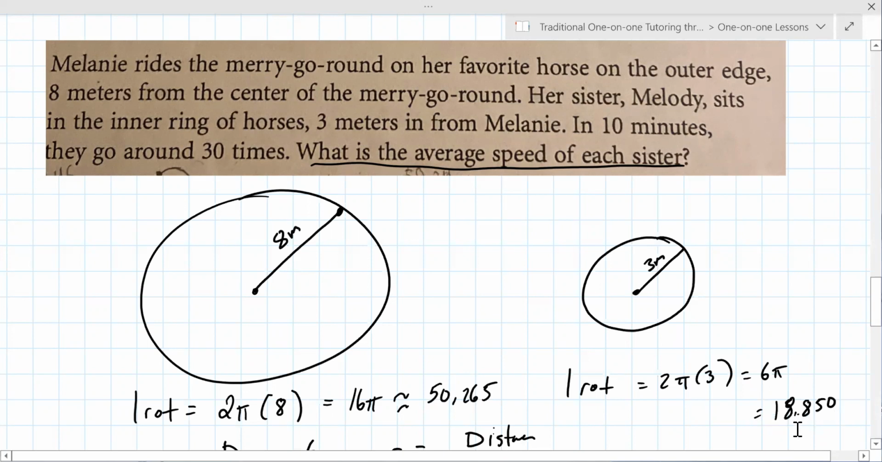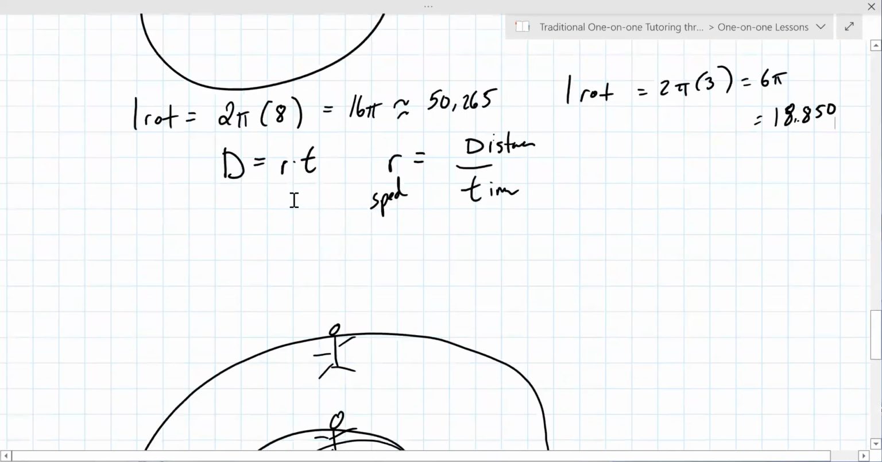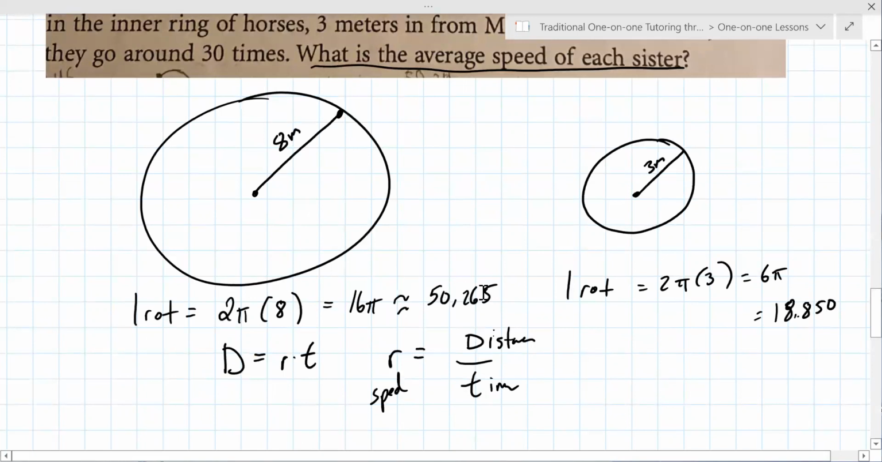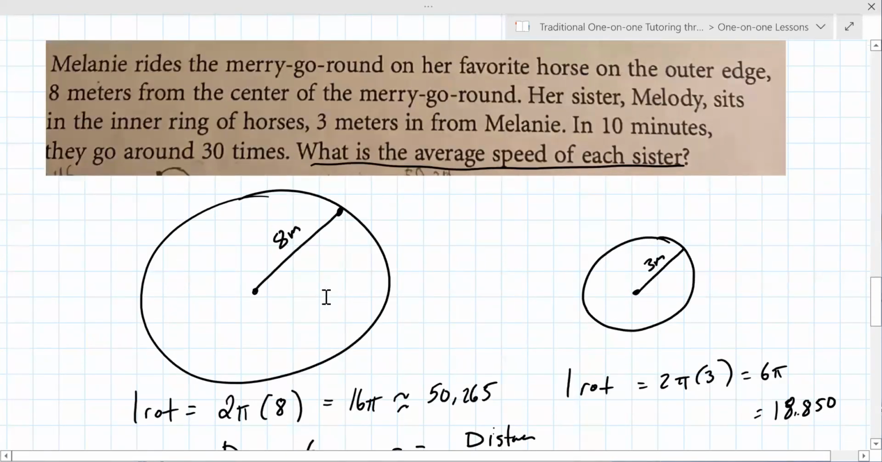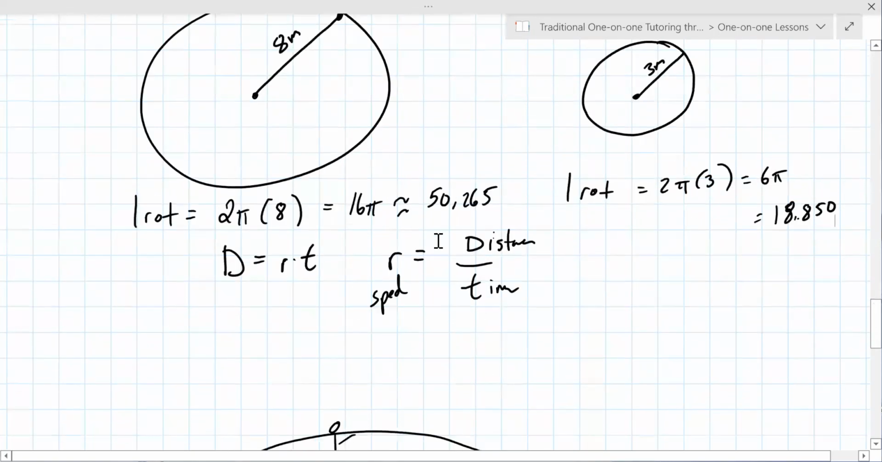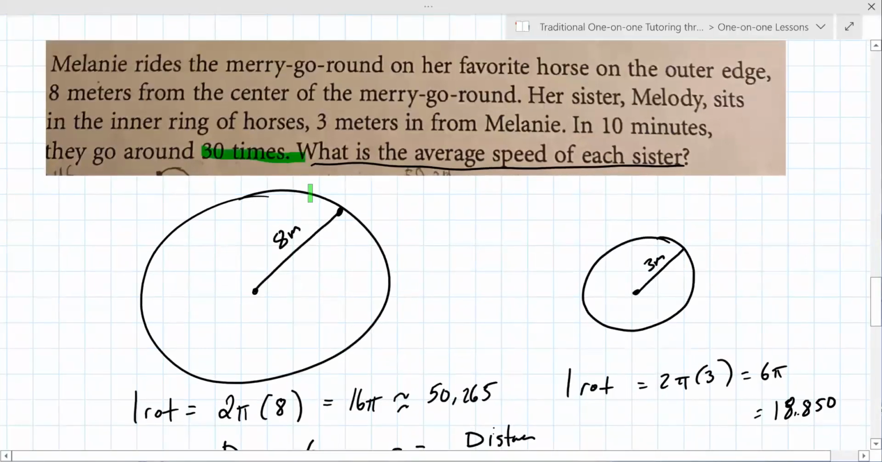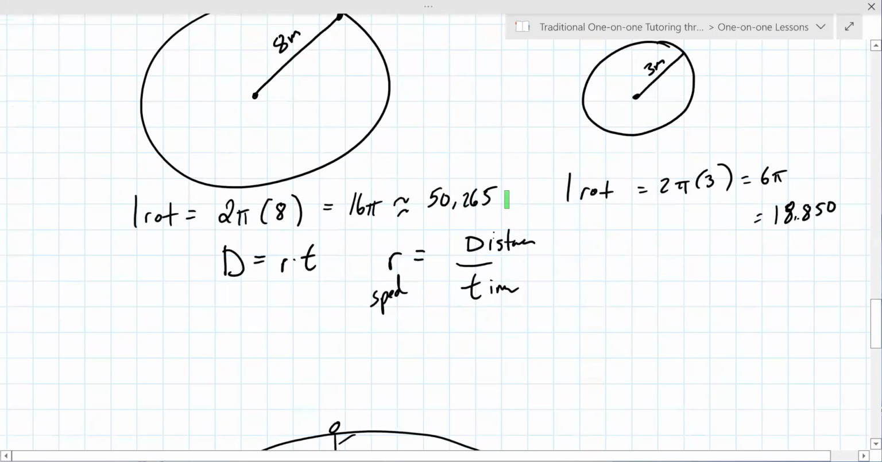Okay, so notice that the one on the outside covers more ground than the one on the inside. That's important. The formula is distance over time, and the distance traveled is going to be more on the outside than on the inside. Okay, so they go around how many times? They're going around 30 times. So you have to multiply both of these numbers by 30.